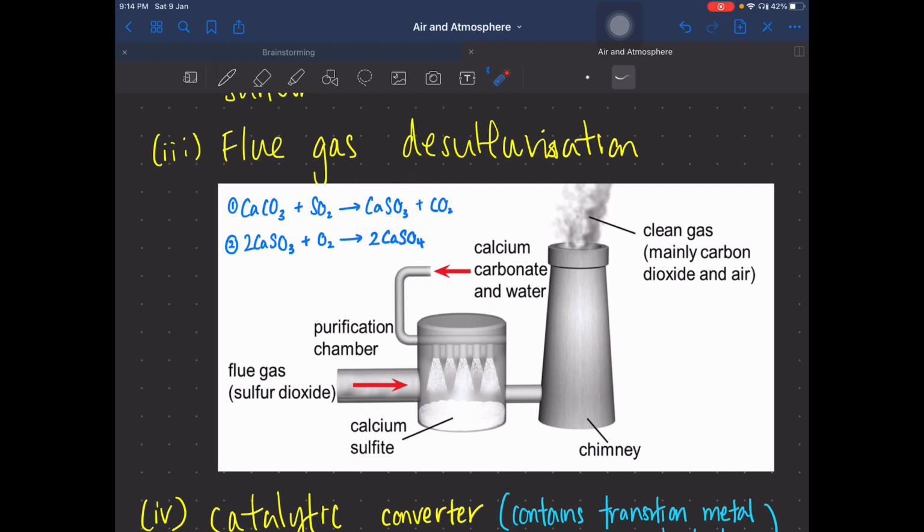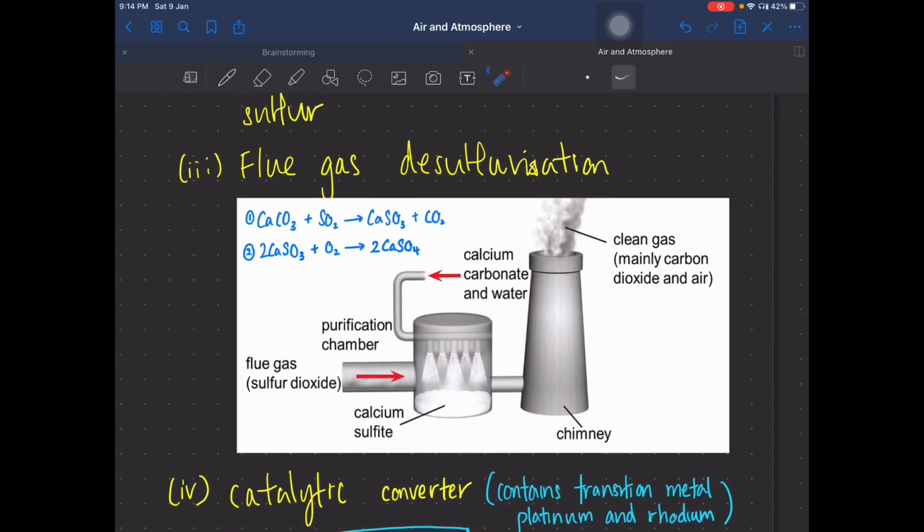At the same time, there's carbon dioxide that will be released out. Now, the next step of this process is that the calcium sulfite, right, CaSO3, will further go through oxidation because there's oxygen in the air, and then it will form calcium sulfate. Now, calcium sulfate can be used as a raw material for other processes, right? So that is where we try to generate useful substances from pollutants.